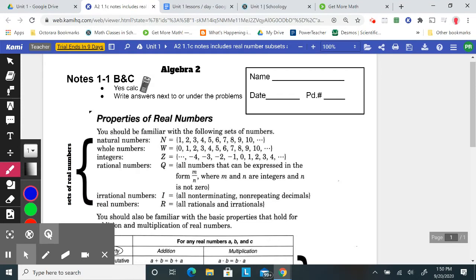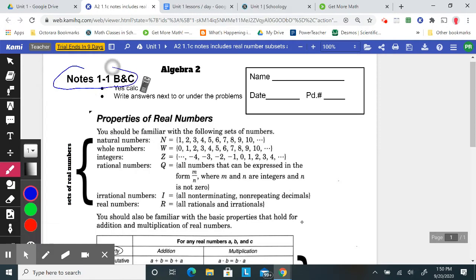All right, here we have a page of notes we're going to use for the second day of lesson 1-1 and any day after that. You can refer to these notes here. Let me highlight real numbers. We are going to be applying lots of properties and rules, and we'll be using real numbers as we work through Algebra 2. So you might ask, what are real numbers?